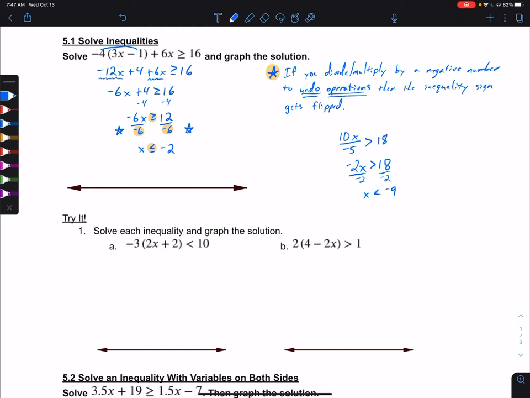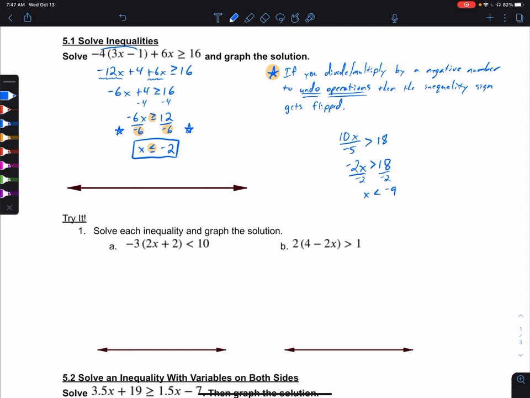So be careful when you flip the inequality sign. You want to make sure that you are only flipping the inequality sign if you are undoing operations. So if you do the same process of division or multiplication on both the left and right side, you would have to flip that inequality sign. So keep that in mind. So we've now solved our inequality. We get x is less than or equal to negative 2.